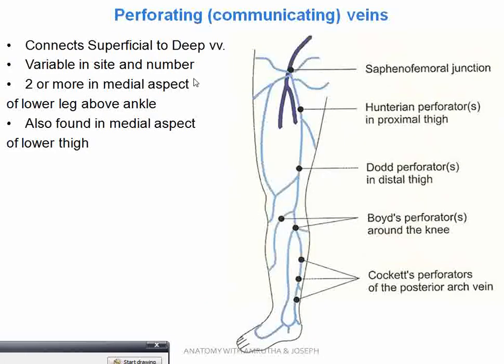Now perforating veins or communicating veins connect the superficial to the deep veins. We have already seen it. They are variable in size, height and number. Usually there are two or more on the medial aspect of the lower leg above the ankle. They are also found on the medial aspect of the lower thigh. They just connect superficial veins to the deep veins.